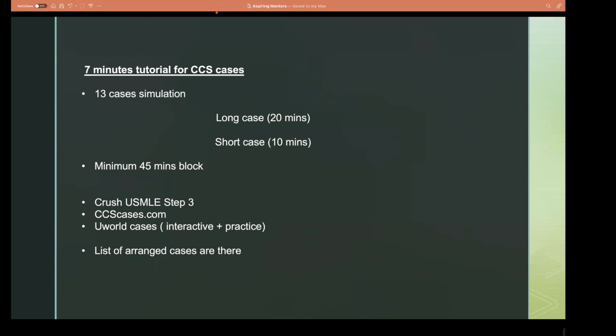And how I prepared for Step 3, my story is I did it in 4 months. People can do it in 1 month, and people do it in 6 months as well.